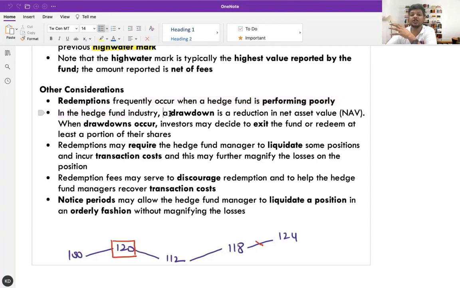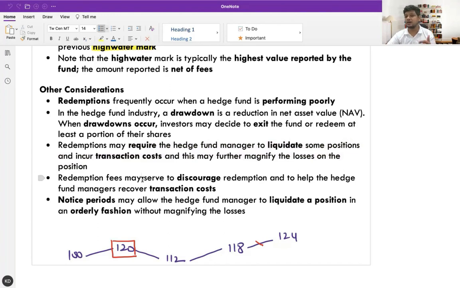In the hedge fund industry, a drawdown is a reduction in the NAV. So when the hedge fund's investments suffer, there is a fall in the value of the NAV. When drawdowns occur, investors may decide to exit the fund or redeem at least a portion of their investments. Redemptions may require hedge fund managers to liquidate or sell off some of the investments, right? And when they sell, the transaction cost will be suffered by everyone. So this will incur transaction costs and may further magnify your losses.